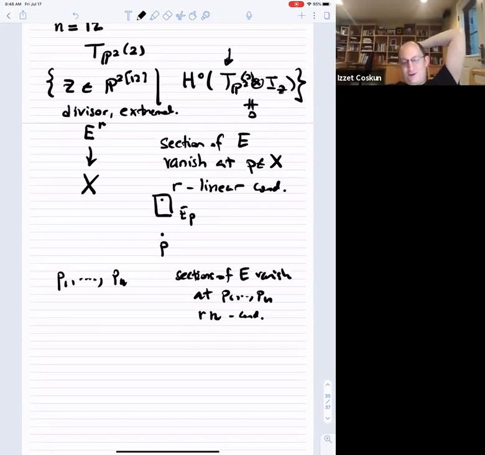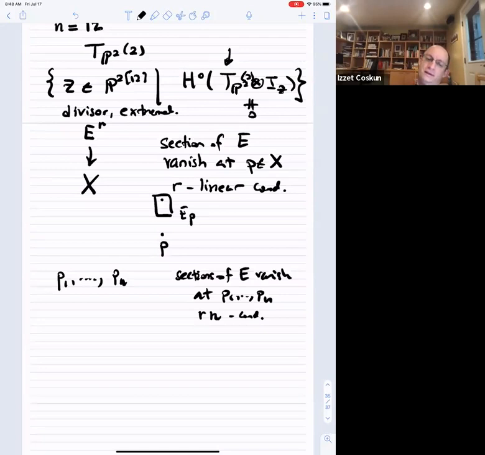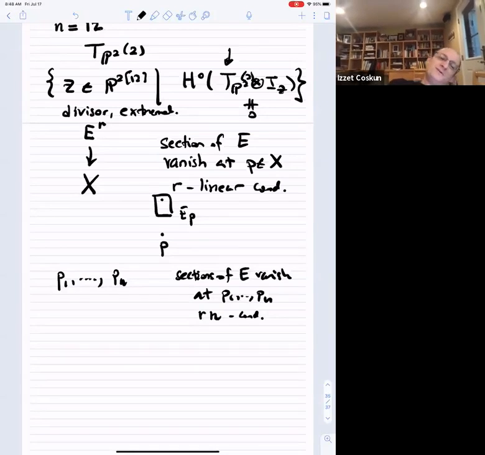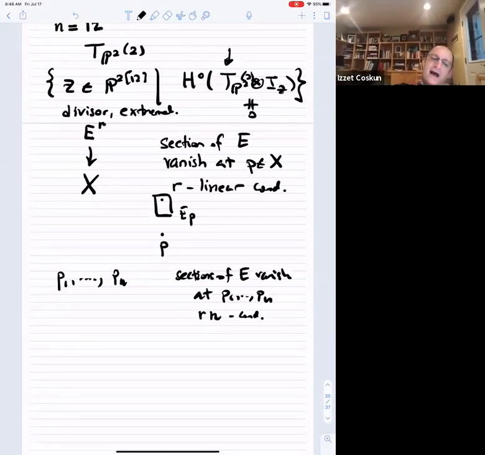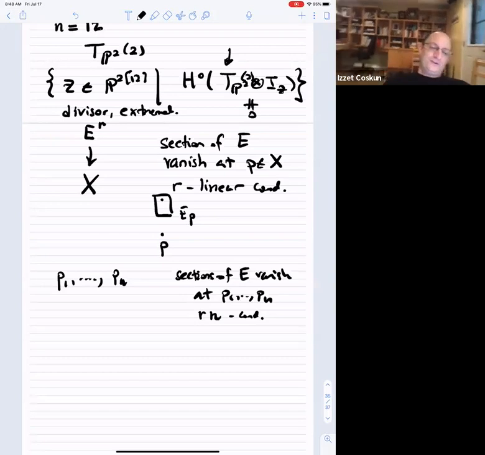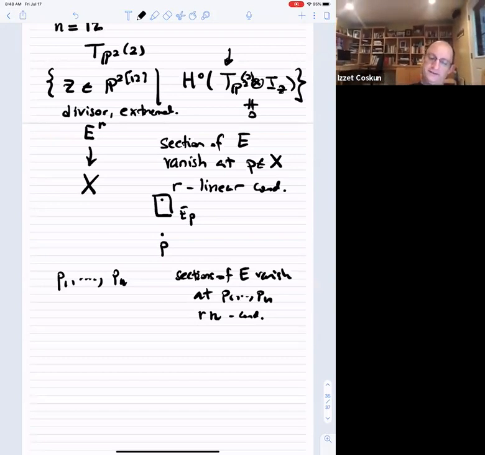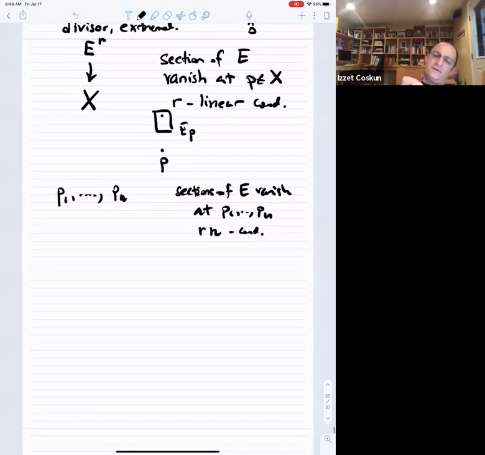Of course, we all know that sometimes these conditions are not independent, right? So what you need to show is that a general set of points does impose independent conditions on sections of the tangent bundle twisted by 2, right? And that's what you need to do, and it's not so easy anymore. In general, it's not true. If I have a random bundle here, then it's not true that sections that vanish at a collection of points really impose that many conditions.